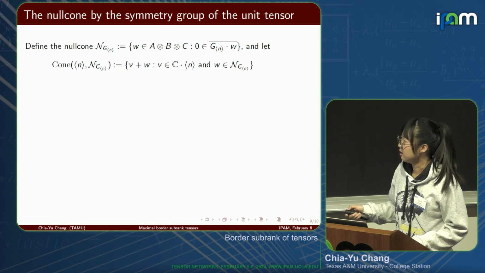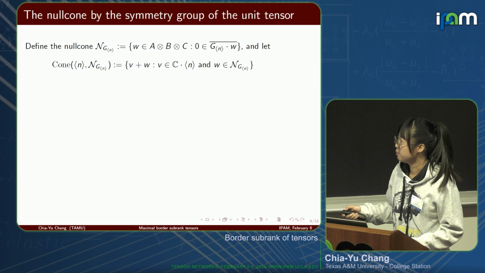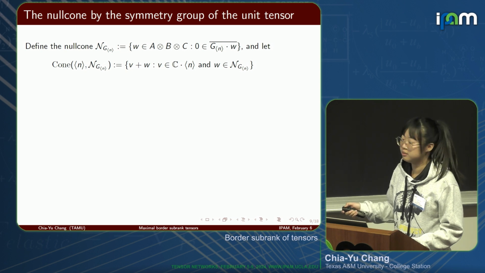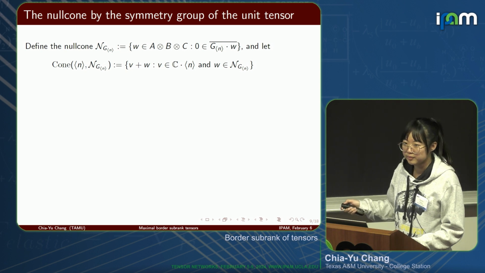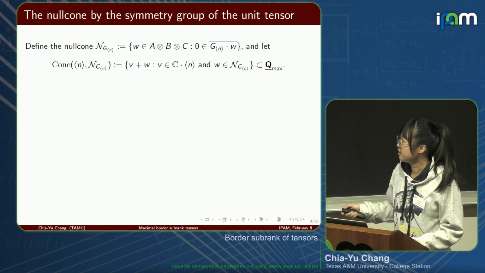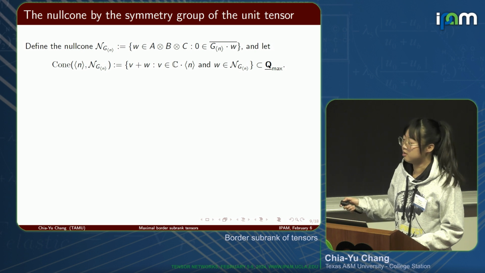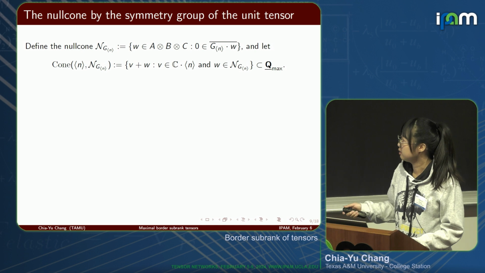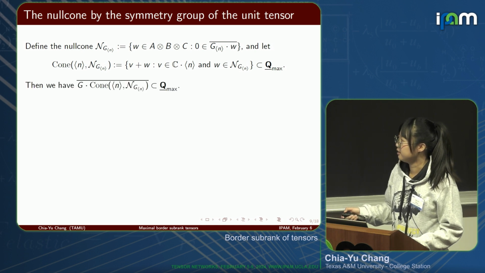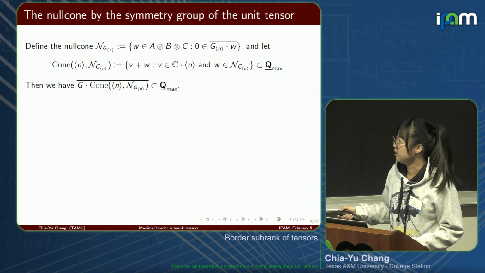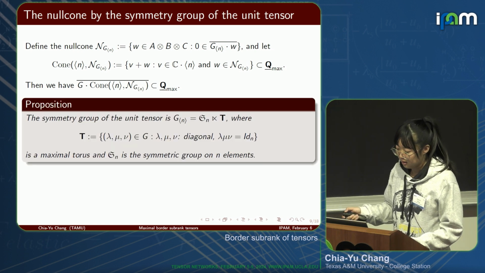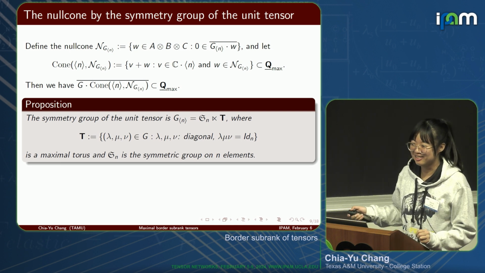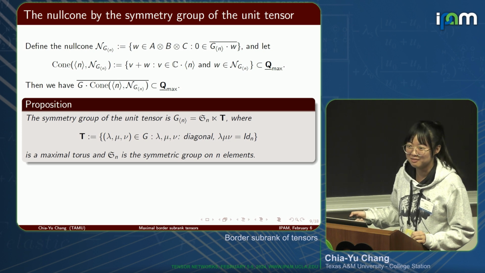And let's define the comb with vertex unit tensor over the null cone to be the set of tensors v plus w, where v is some scalar times the unit tensor, and w lies in the null cone. And we have that the tensors of this form are of maximal border subrank. Then we have that its orbit closure also lies in the set of all maximal border subrank tensors. Okay, this answers your question about the symmetric group of the unit tensor.